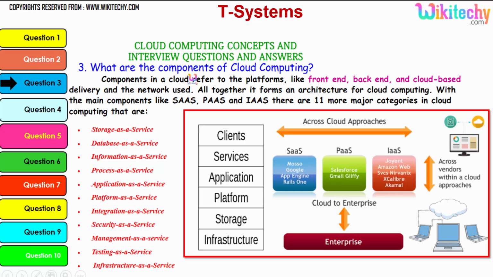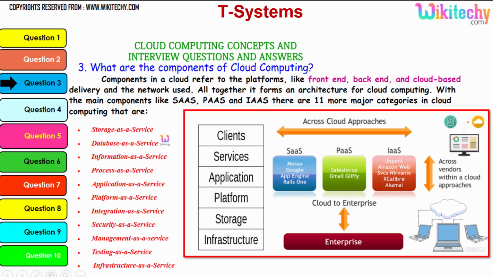Now let's talk about the components of cloud computing. Components in a cloud refer to the platforms like a front-end, back-end, and the cloud-based delivery and the network used. Altogether, it forms an architecture for cloud computing, with the main components like software as a service, platform as a service, and infrastructure as a service.